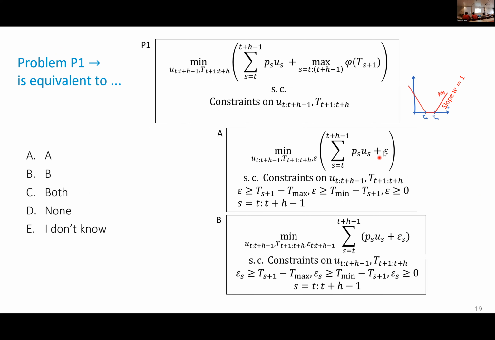So do we put one variable for all or one per time step? Well, this leads to different formulation of my objective function.